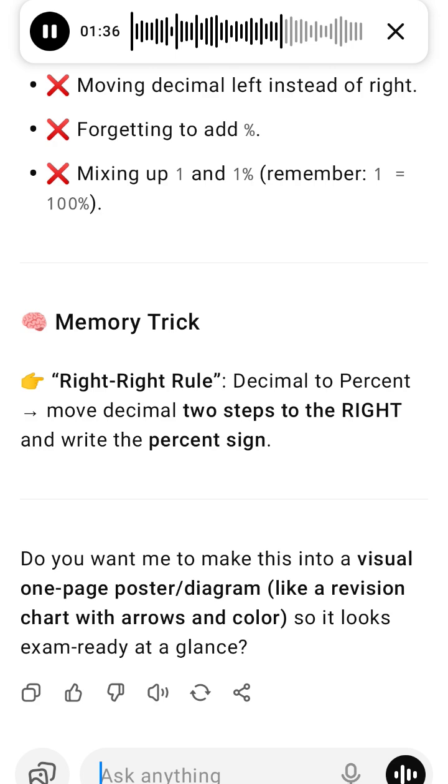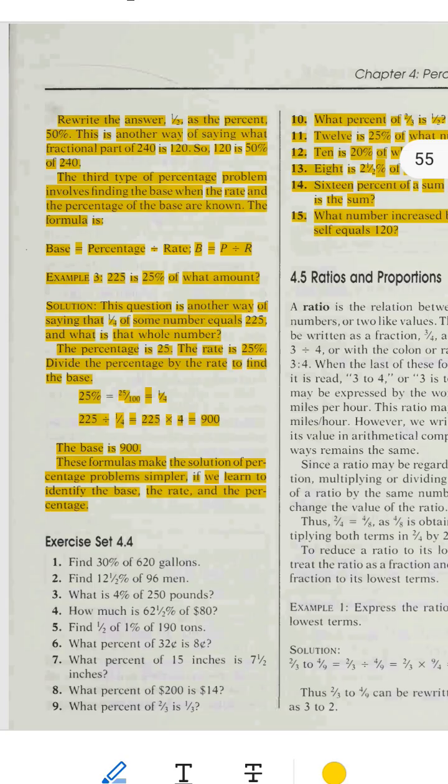Do you want me to make this into a visual one-page poster diagram, like a revision chart with arrows and colour, so it looks exam ready at a glance?